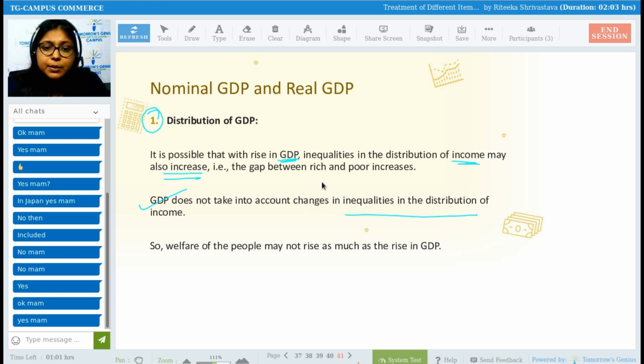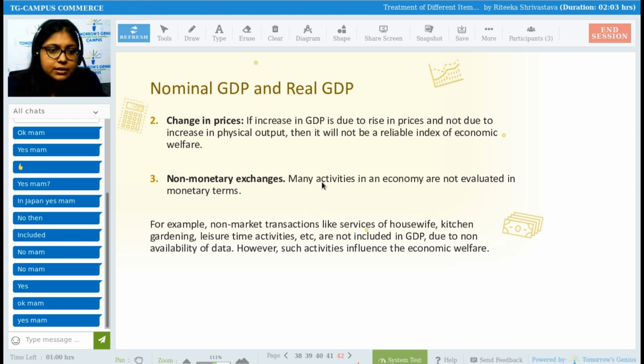We cannot say that if GDP is increasing, that means the welfare of the people is also increasing, because we never know whether all the income which the country is receiving is reaching all the individuals of the country or not.